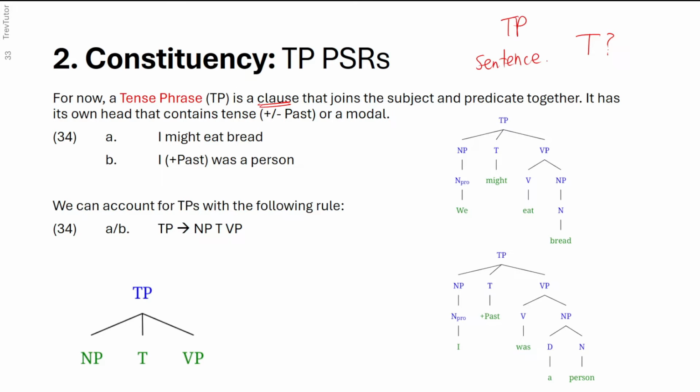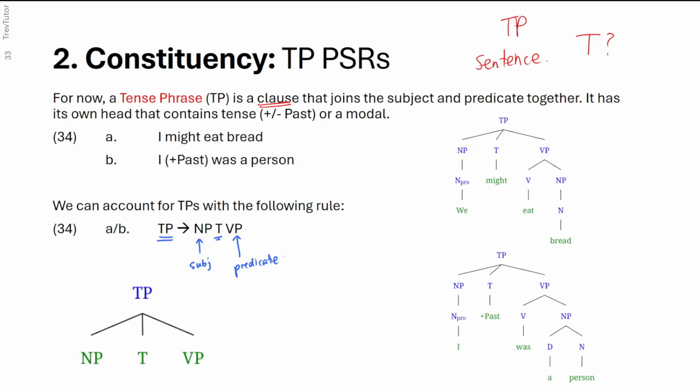And T also contains modals, because you can't have a modal in English and then also tense. The modal is taking up the position of tense. So for "I might eat bread" or "I ate bread," we can't say "I might ate bread." That doesn't work because we can only have one thing in the tense position. So for the case of "we might eat bread," the general rule for tense phrases is that it introduces the noun phrase subject, it introduces tense as its head, and then it introduces the verb phrase predicate. So the tense phrase is connecting the subject and predicate with tense.